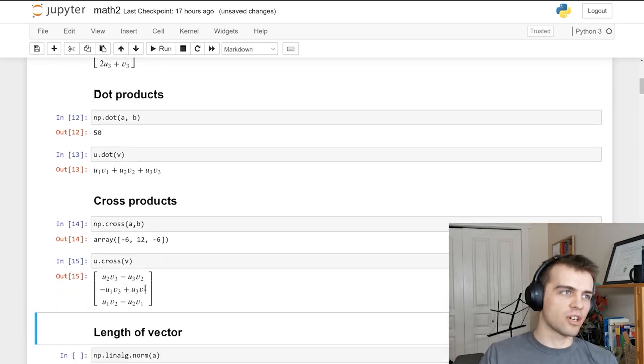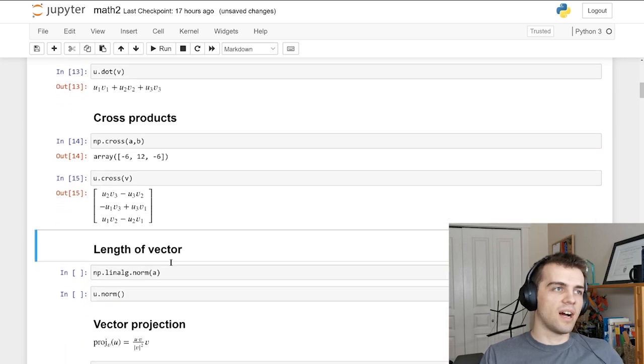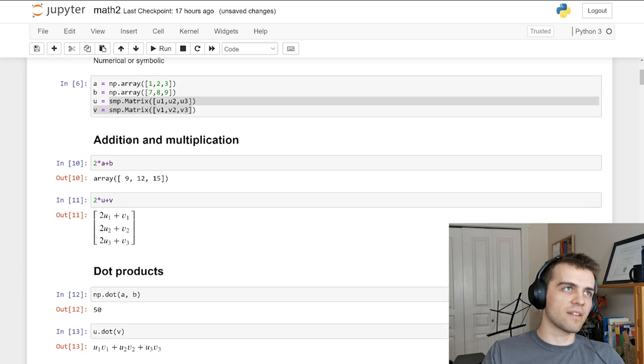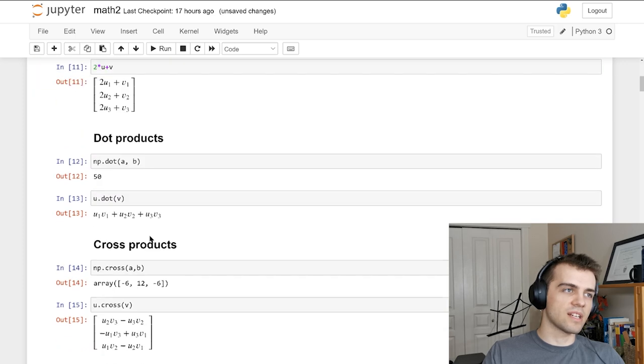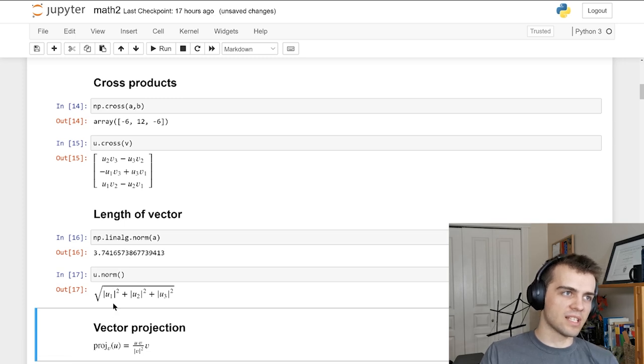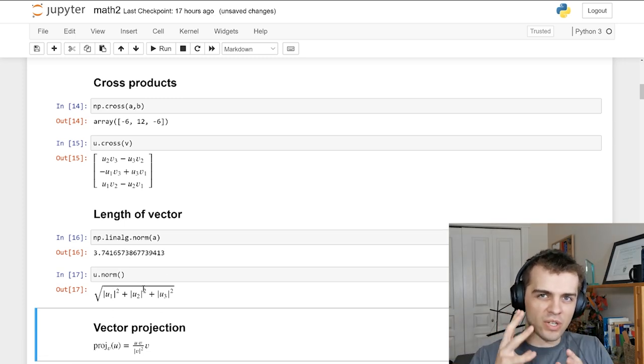Of course, the cross product is much more complicated than the dot product, at least, and it returns a vector. Also, of course, normal things like the length of a vector. If I give the vector A here, everything is in reference to this here. It will return that length and the length of U as well, given in this explicit form. So you see the sort of analog here.